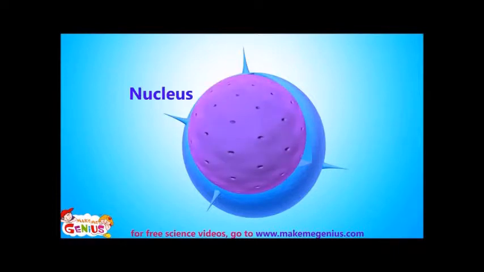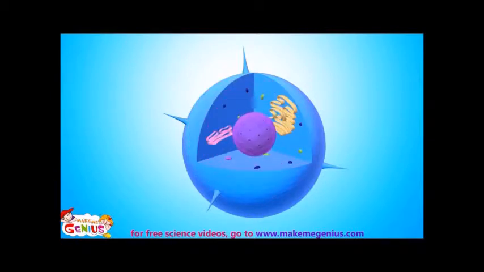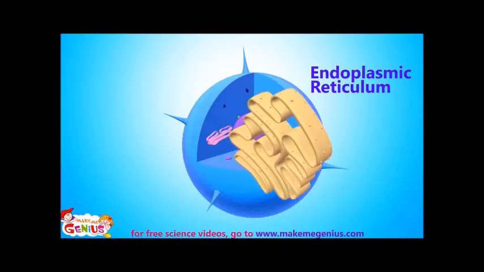Here is the nucleus. It is the control center of the cell. The nucleus has a membrane that has pores in it. These allow certain molecules to enter or leave the nucleus. Inside the nucleus, there is a small thread-like structure called chromosomes. Chromosomes carry genes, which are responsible for hereditary characters that are passed on from parent cell to the new cells.